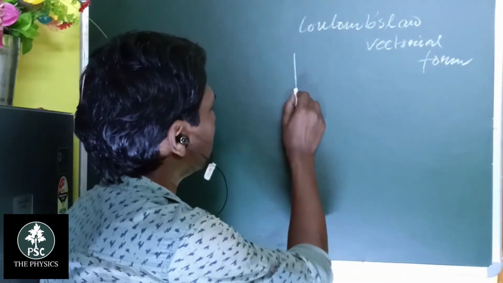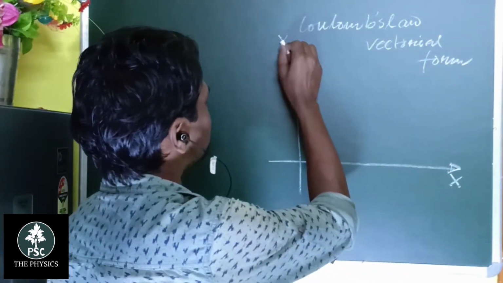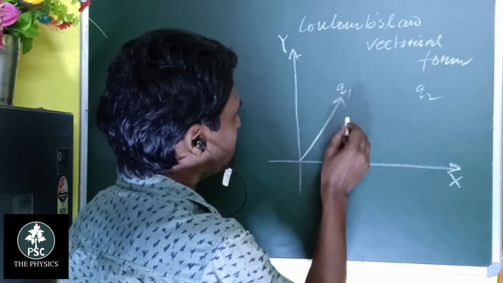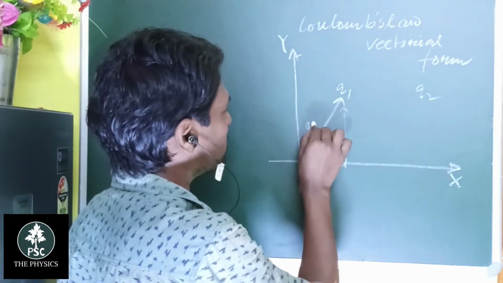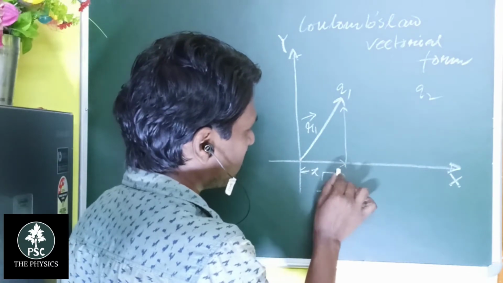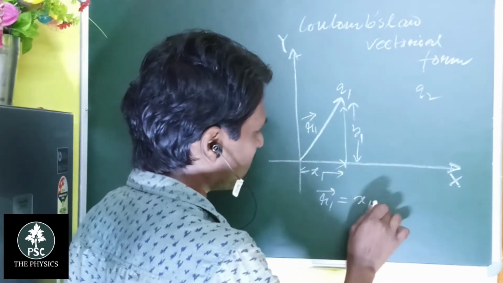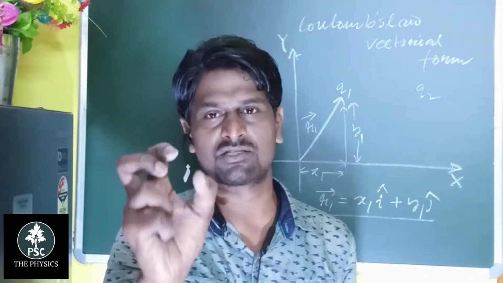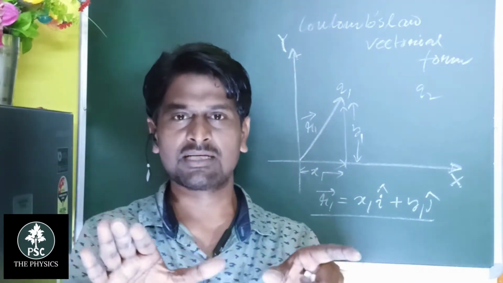First of all, students, take a coordinate system: this is the x-axis and this is the y-axis. A charge is given here. Suppose this is the q1 charge and this is the q2 charge. The coordinates for q1 are x1 and y1. This is called a position vector, the r1 vector. So r1 vector equals x1 i cap plus y1 j cap. So r1 is a position vector that represents the position of charge q1 on a particular plane, that is, in 2D.